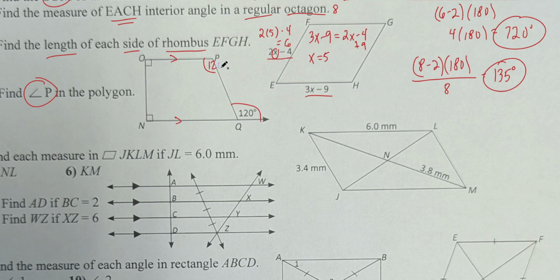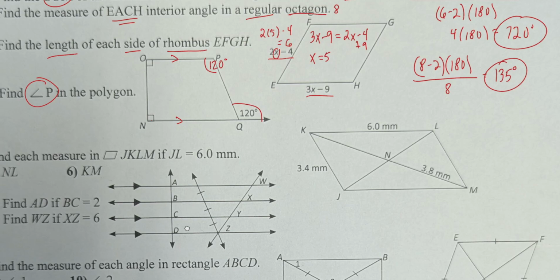They're both equal. What's the reason? You don't have to do that on the test. Alternate interior angles. Very good. They're alternate interior angles. And alternate interior angles are equal to each other when you have parallel lines. Okay? Let's go on. No reason to talk about that anymore, right?